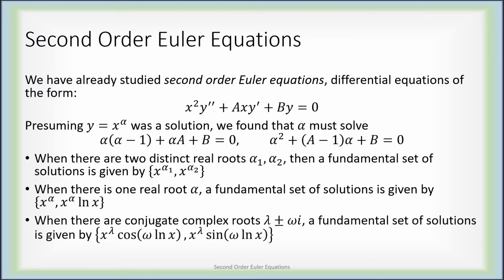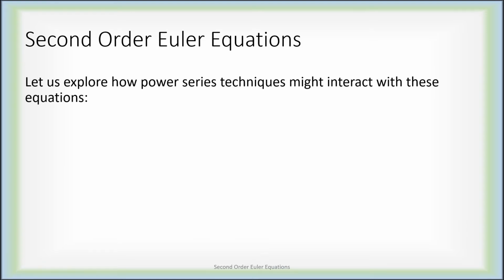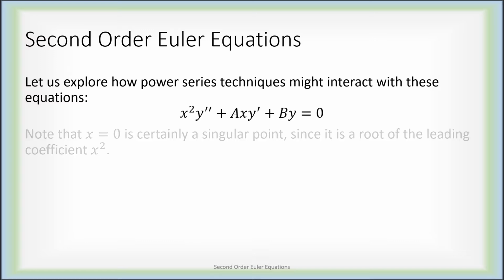And finally, when there was a complex conjugate pair of roots, lambda plus or minus omega i, then a fundamental set of solutions was given by x to the lambda times either the cosine or the sine of omega log x. So now let's see how our power series techniques can interact with these equations, and then we're going to derive some interesting things. So here was our second order Euler equation.